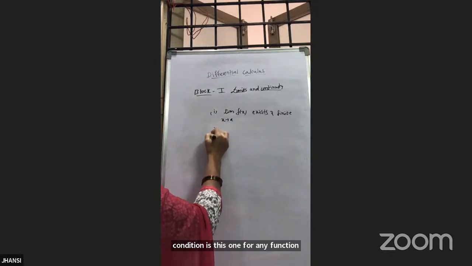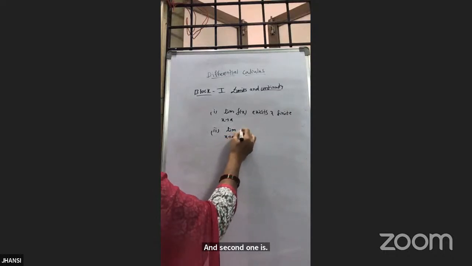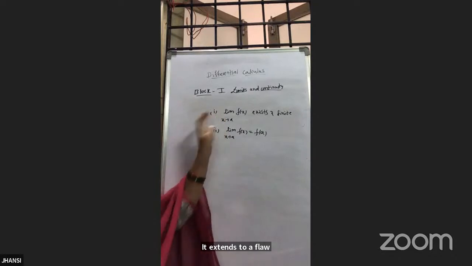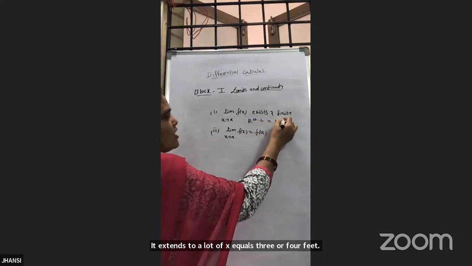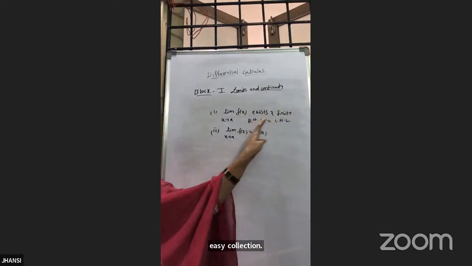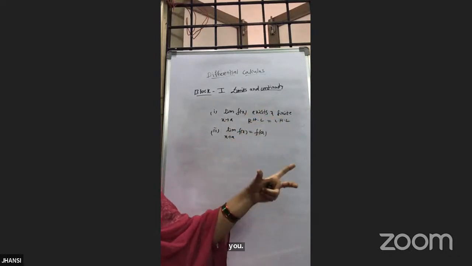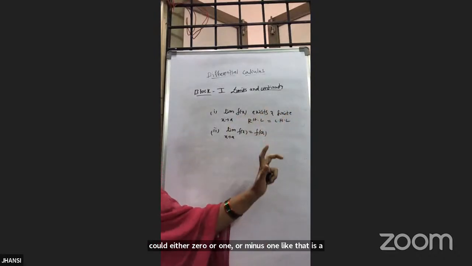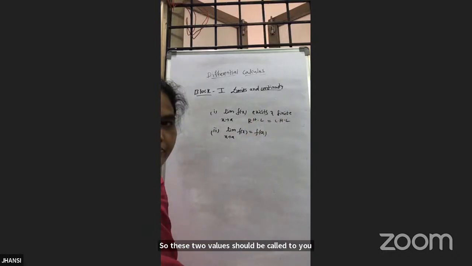And the second one is limit as x tends to a of f of x equals f of a. The first one is nothing but L, that is, RHL is equal to LHL. When RHL equals LHL, you get some value, either 0 or 1 or minus 1, like that. That is the finite concept. Exist means you are getting some values. So these values should be equal to f of a.